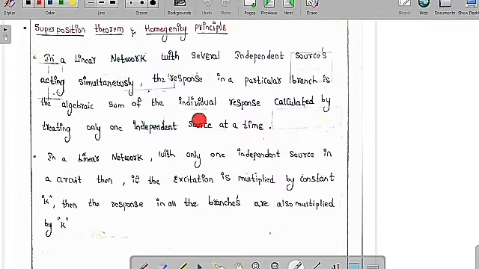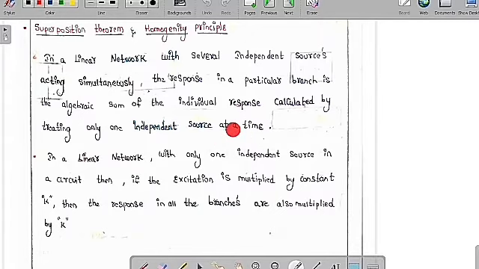So in a linear network there are many independent sources, like voltage sources and current sources. There are only independent voltage sources and independent current sources. Then the response in any branch is equal to the algebraic sum of the responses due to only one source at a time. So only one source acts at a time. Then if you add each and every response, you get the overall response when all the sources act simultaneously.